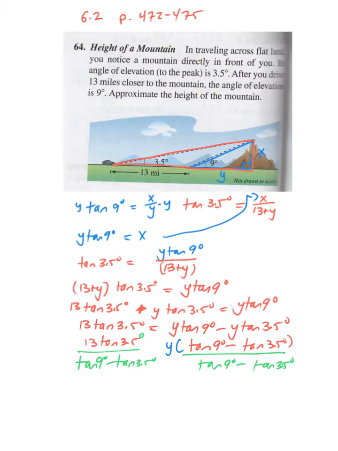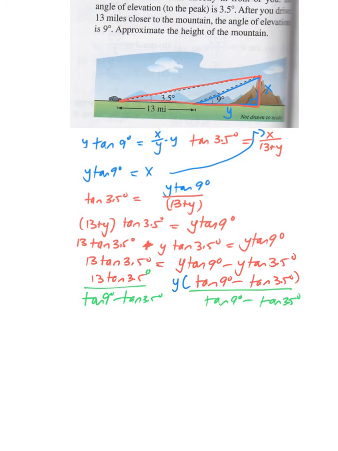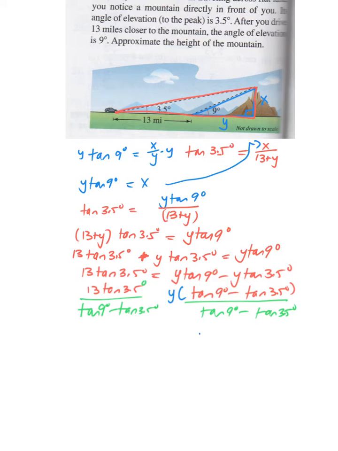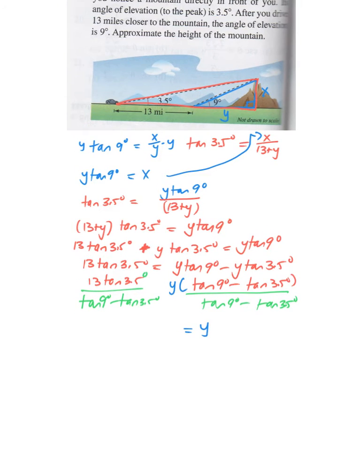If you punch all that into your calculator, you will find that y is equal to 13 tangent 3.5 degrees divided by the quantity tangent 9 minus tangent 3.5, which is actually equal to 8.18 miles. So this is 8.18 miles. So that's up here, 8.18 miles.